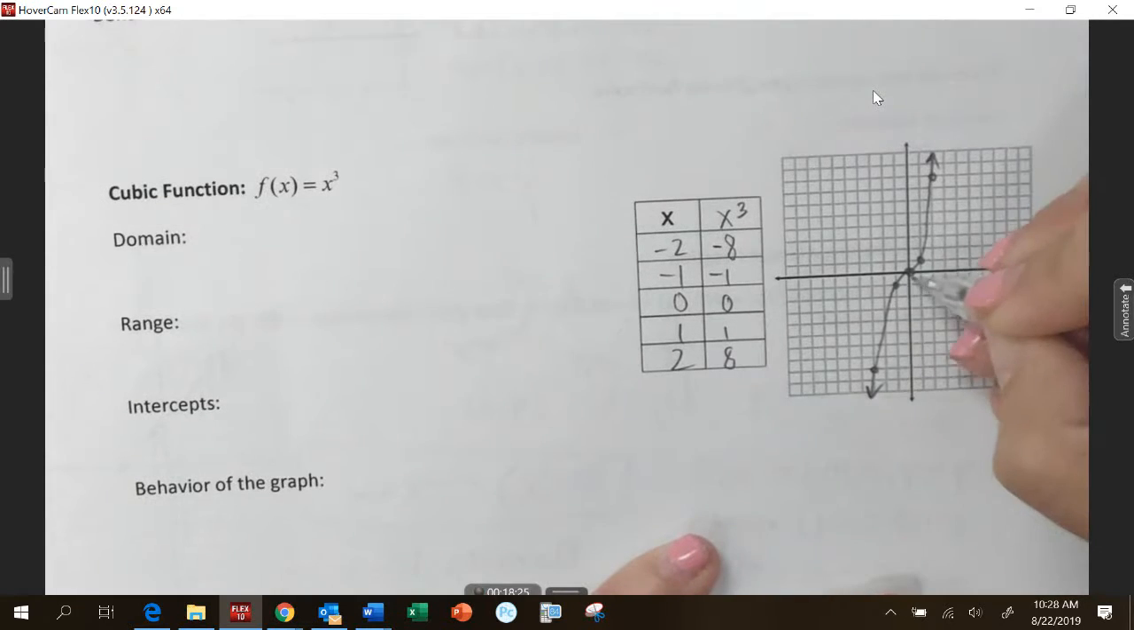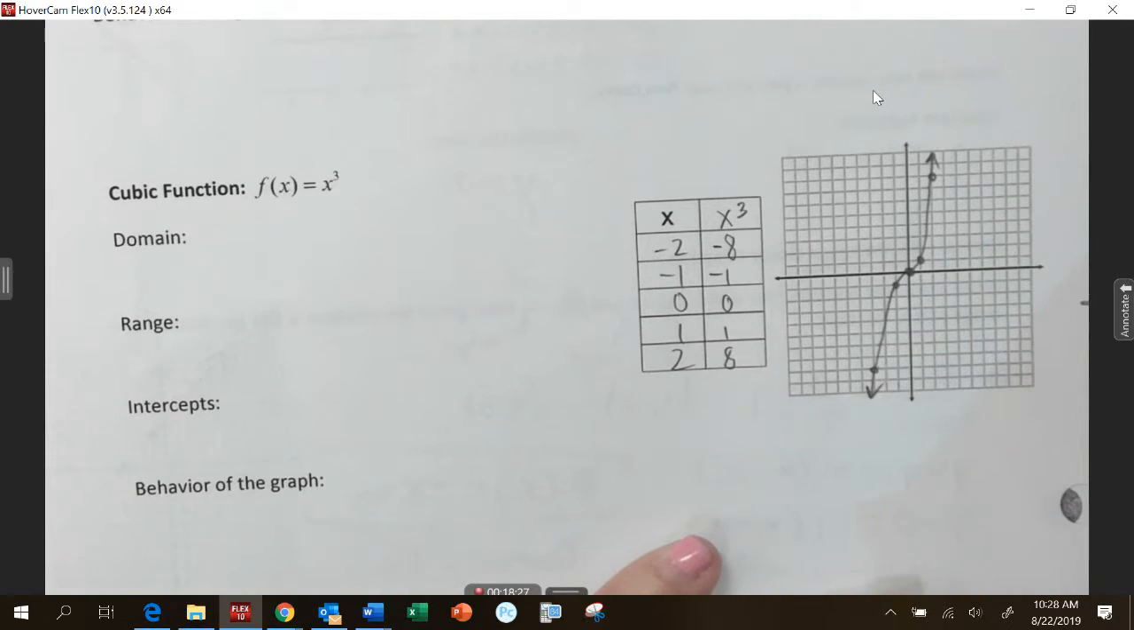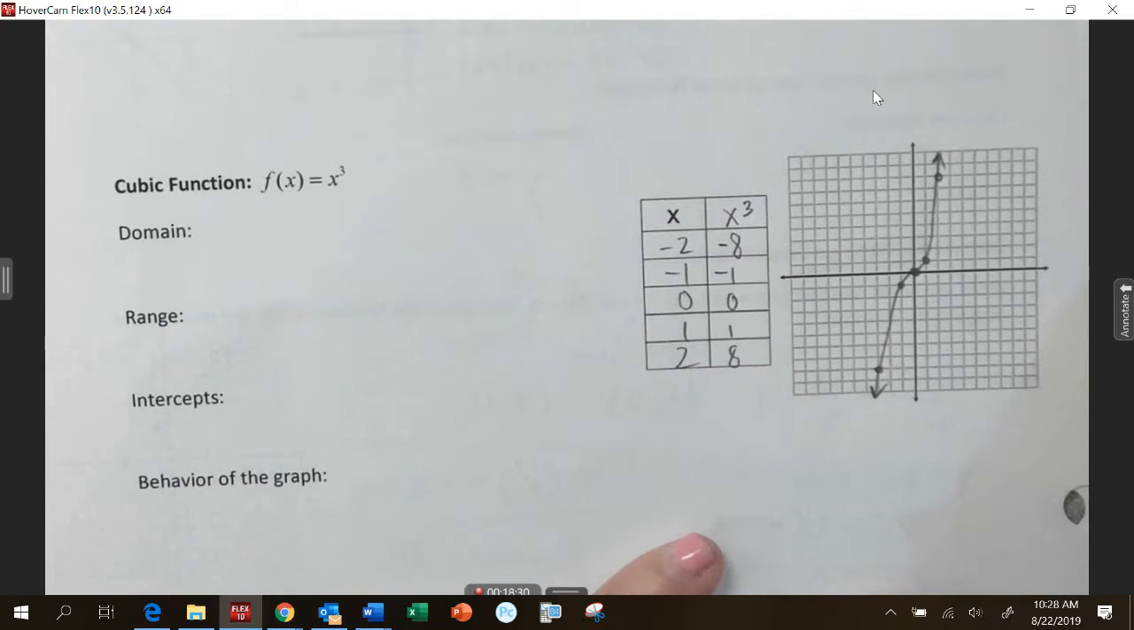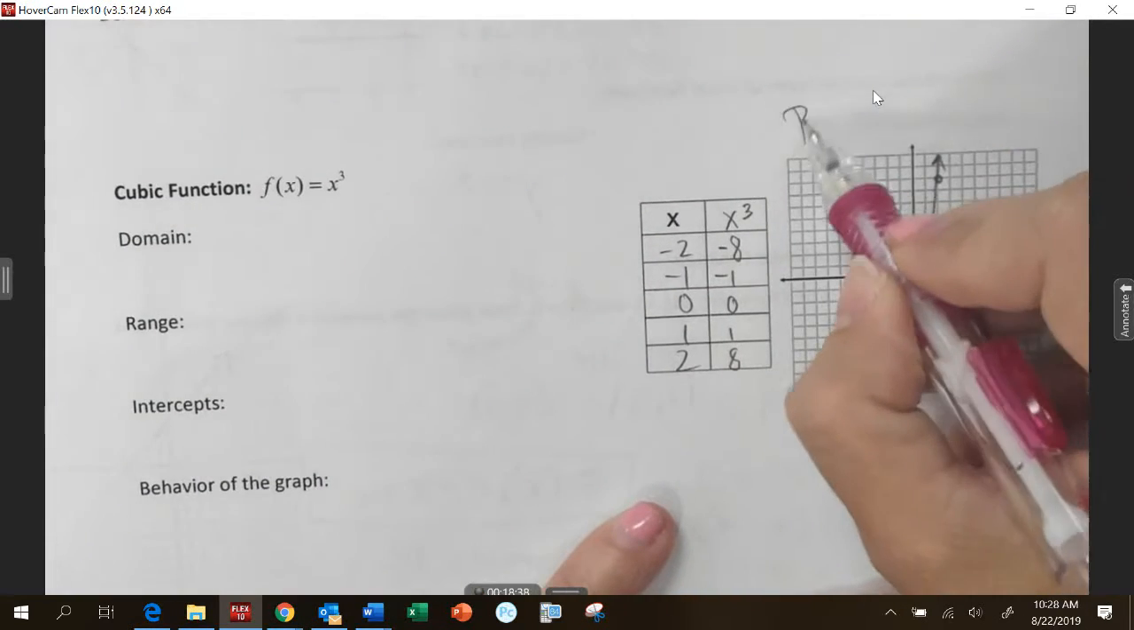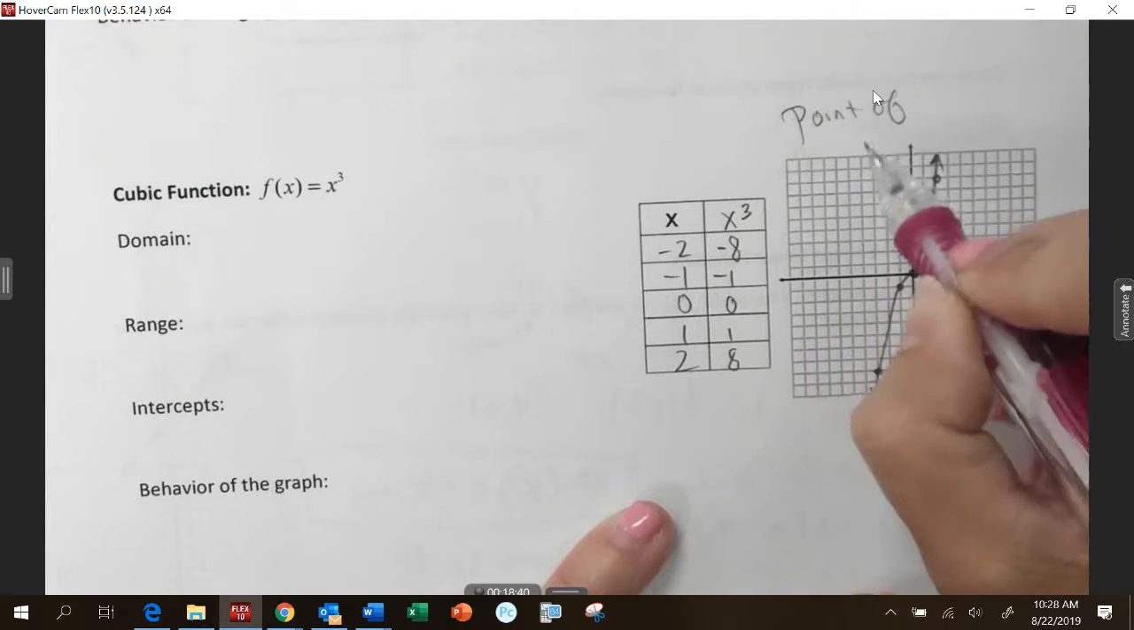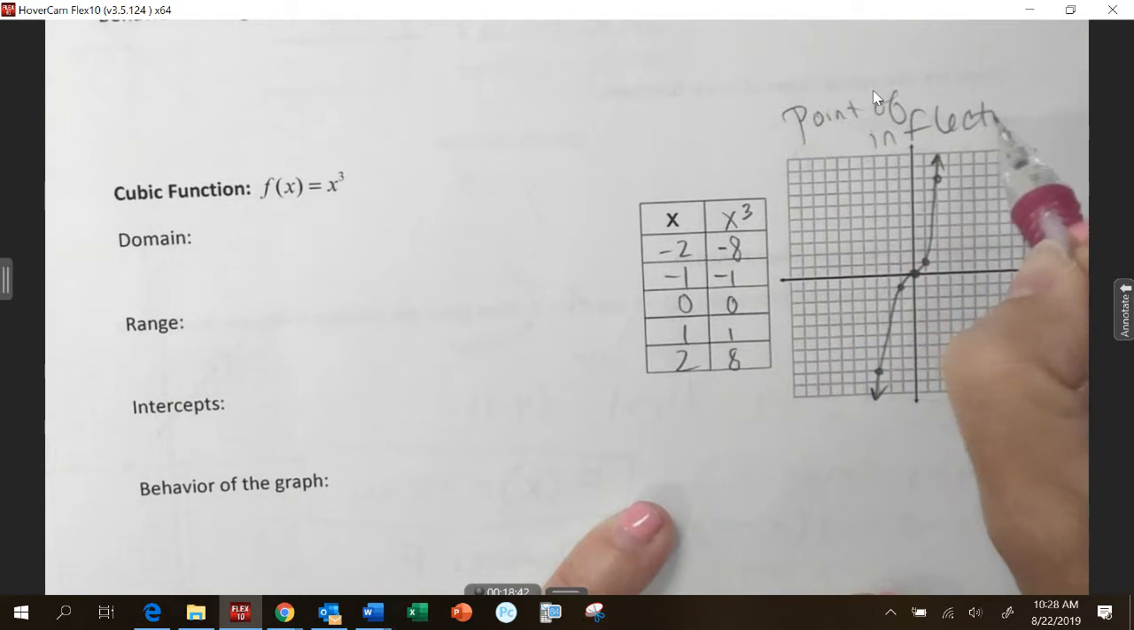This one doesn't have a vertex at 0, 0. It has something called a point of inflection, which we'll talk about later. You don't have to remember it right now, but that's a point of inflection. You could write it down if you're interested. Point of inflection.